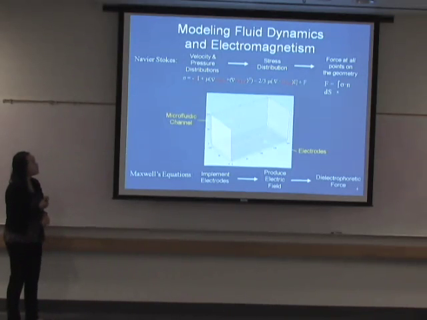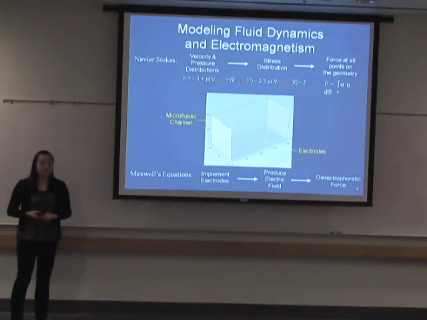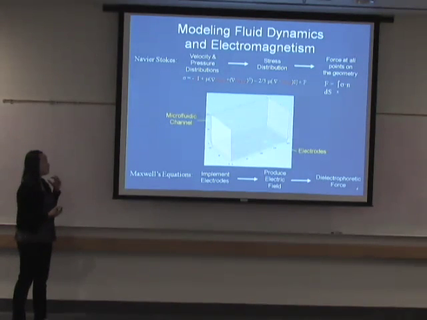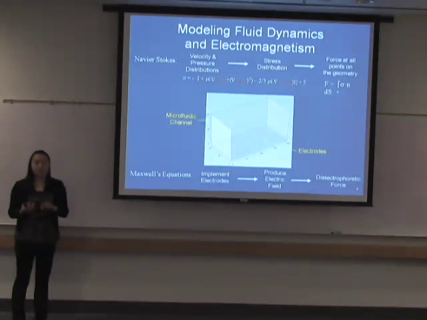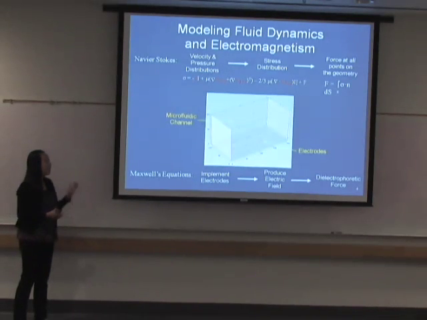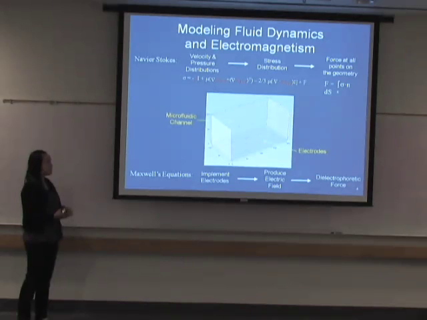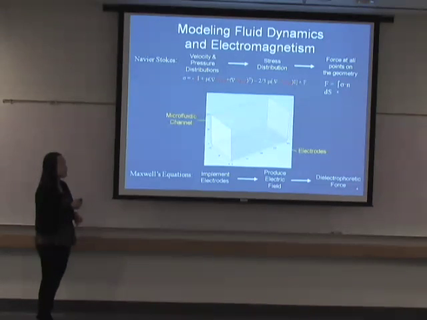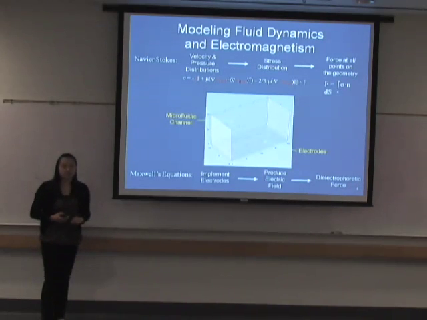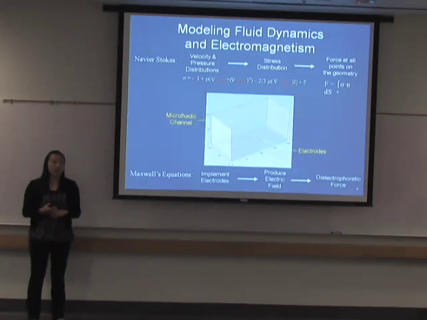So the Navier-Stokes equations are the ones that govern fluid flow. They allow us to solve for both the velocity and the pressure distributions throughout our channel. Our stress distribution is actually dependent on both the pressure and the velocity. And so the pressure and velocity differ at each point throughout the geometry, and therefore our stress differs at each point as well. Because our stress differs, our force is also different at every single point along the geometry, and this force is simply due to fluid flow.